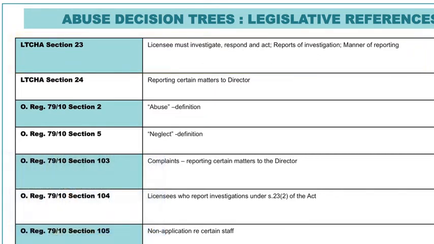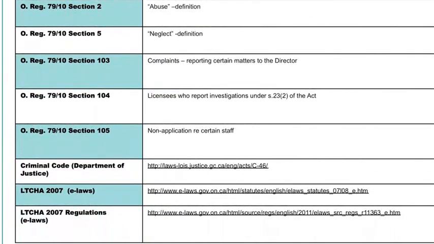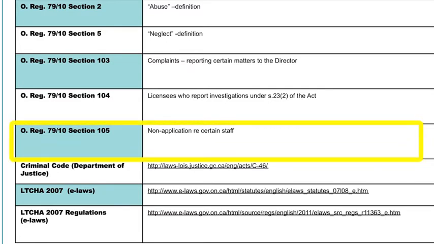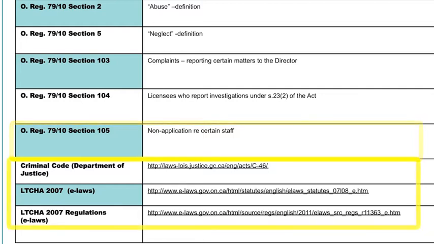The rest you'll see actual reference in the decision trees. This Section 79 isn't on the trees, but it's kind of background, the wallpaper information that feeds in. There are certain staff who do not have to report, but it's very restricted as to who that would be. And then at the bottom, we also included, for the licensee's benefit, the links so that it's easy access to the pieces of legislation that they would need to be aware of: the Criminal Code and the Long-Term Care Home Act, the law and the regulations.